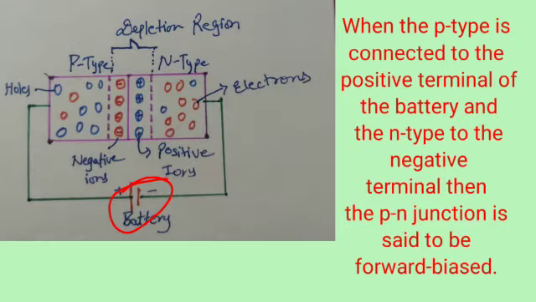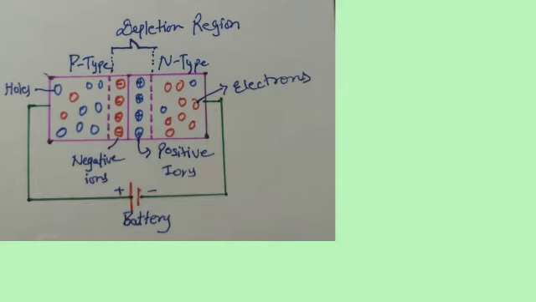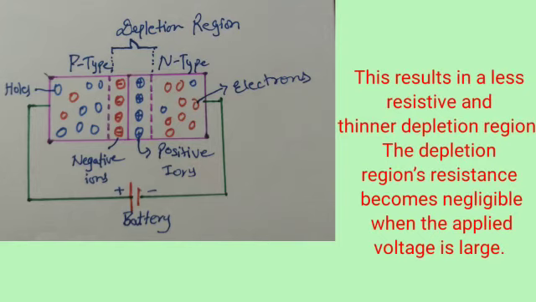First, we will see the forward bias. When the P type is connected to the positive terminal of the battery and the N type to the negative terminal, then the PN junction is said to be forward biased. When the PN junction is forward biased, the built-in electric field at the PN junction and the applied electric field are in opposite directions. When both the electric fields add up, the resultant electric field has a magnitude lesser than the built-in electric field. This results in a less resistive and thinner depletion region.